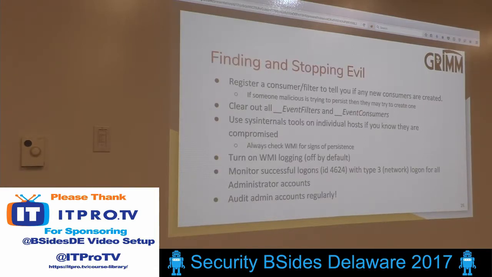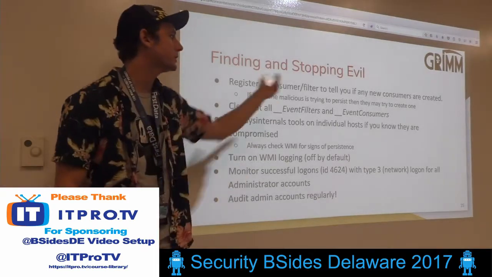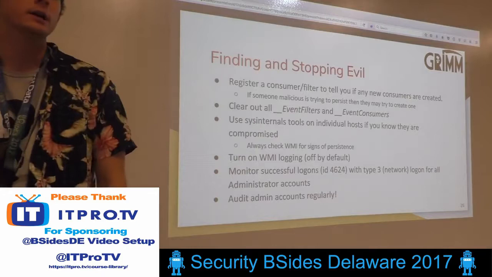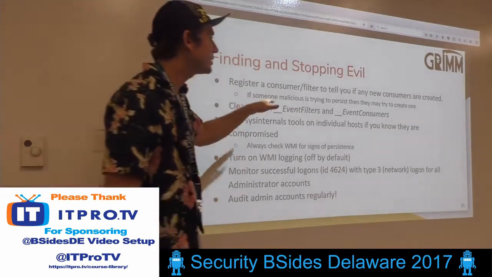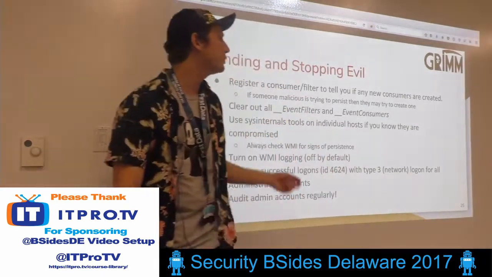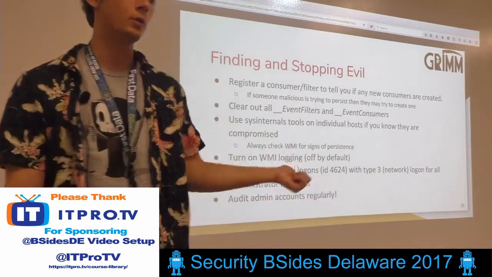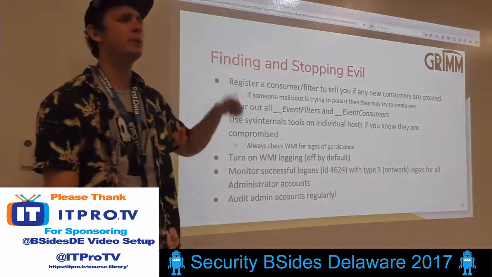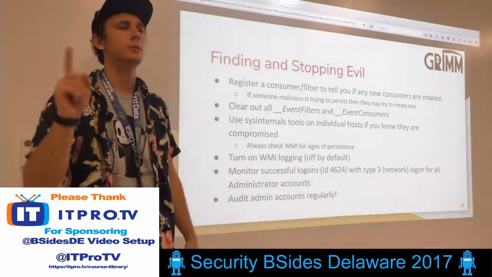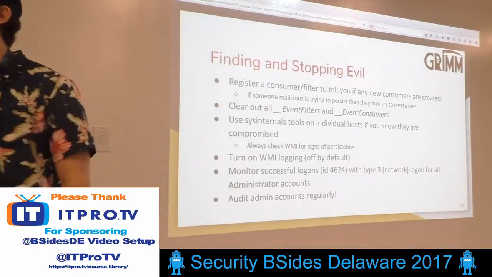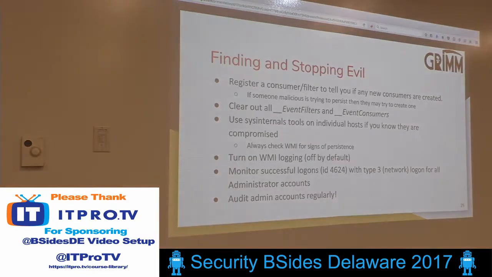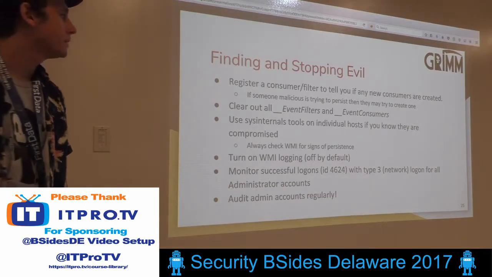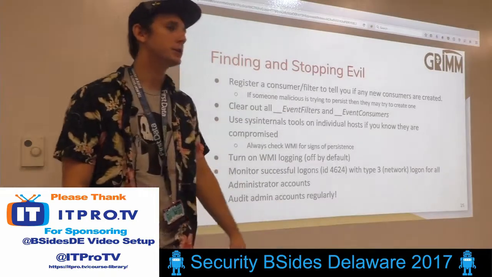So how do you find and stop this? Register a consumer filter to tell you if there are any new consumers created. So if someone malicious is trying to persist using this method, you can use that instance creation event thing we did before with the malware class. You can say, hey, if anybody registers one of these, tell me about it, or delete it. Probably tell you about it so you know where there's a leak in your infrastructure, or if somebody's trying to do something nasty. Just delete them all and make sure there are none there.